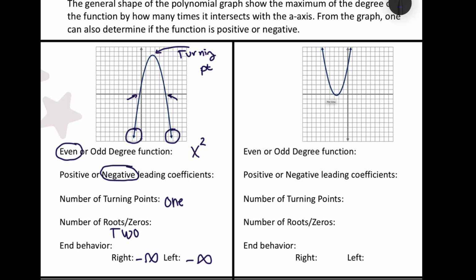In graph number 2, the ends are both pointed in the same direction, this time positive. So we have an even function, and we know that the leading coefficient is positive. There's one turning point. That leads us to know that this is going to be a quadratic, since the number of turning points is one less than the degree. Number of roots or zeros: this graph crosses the x-axis twice, so that lets us know that there are going to be 2 roots or solutions. The right-hand side of this graph is headed up to positive infinity. The left-hand side of the graph is also headed to positive infinity.